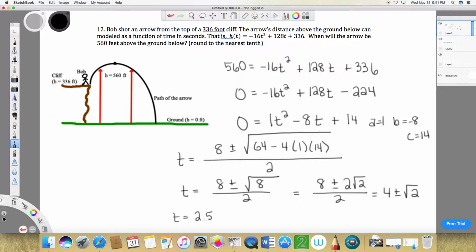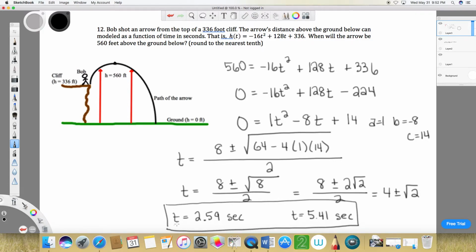So in a little bit more than 2.5 seconds after Bob shoots the arrow, that arrow will be at 560 feet, and it will continue traveling upward, and then it'll start to come downward. Make sure that you key in the right values on the calculator. 5.41 seconds after he shot the arrow, it'll be traveling on its downward path, and again it will be passing through a height where it's 560 feet above the ground. So here are our 2 solutions to this quadratic equation.